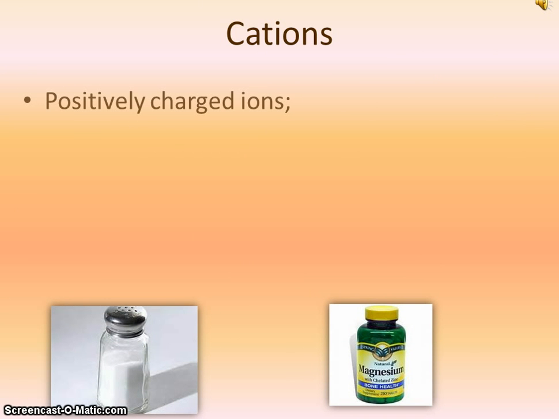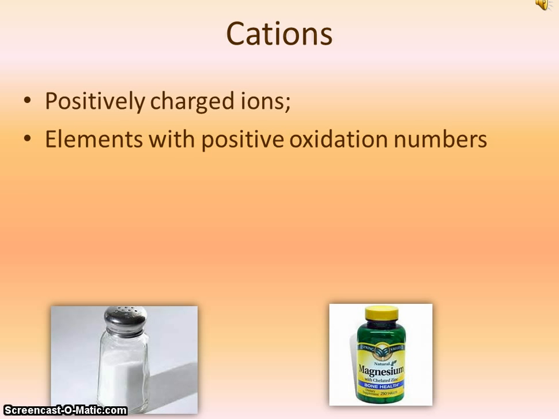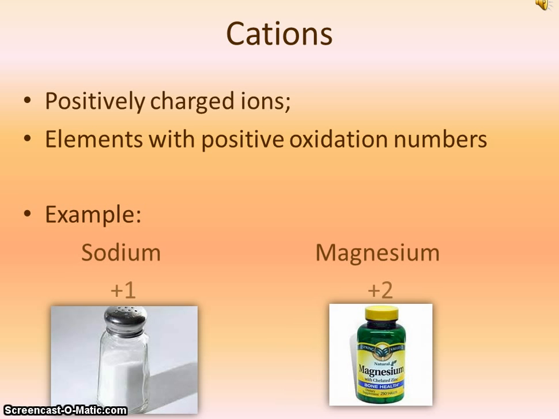Cations, positively charged ions. Another way of looking at this is elements with positive oxidation numbers. For example, looking at the pictures below, we have sodium, which has an oxidation number of +1, and magnesium, which has an oxidation number of +2.